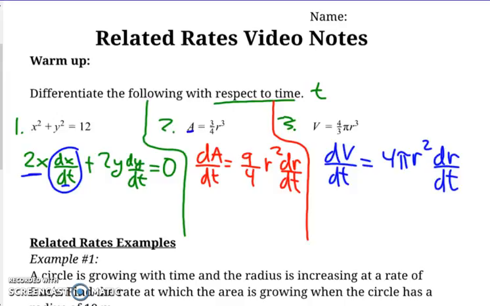Over here, the derivative of a is just 1, but we took the derivative of a not with respect to t, so we need to add dA/dt. And again here, derivative with respect to r, add dr/dt. Okay? And the last one is similar. Make sure you understand that concept before you move on.